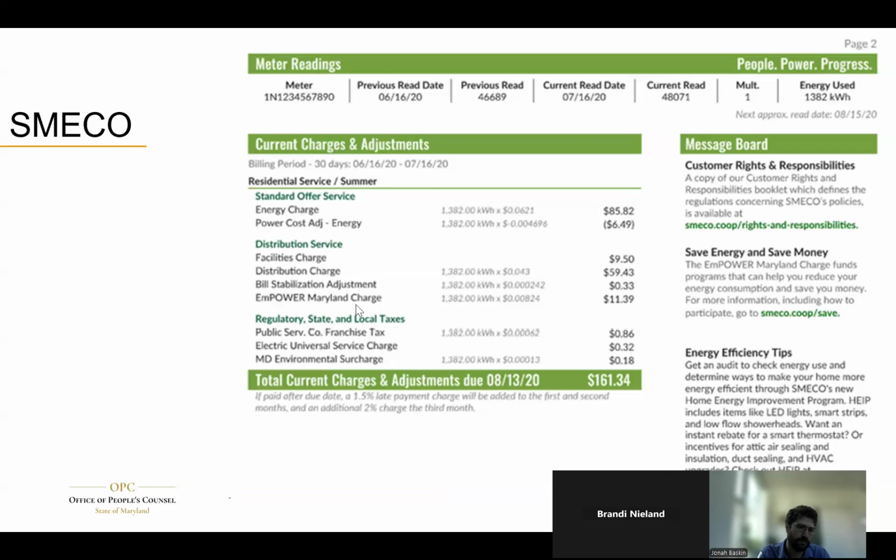The Empower Maryland charge, that is the charge for the energy efficiency programs that you pay for every month. So in this example, this person paid $11 in just 1 month for this. So again, take advantage of those.